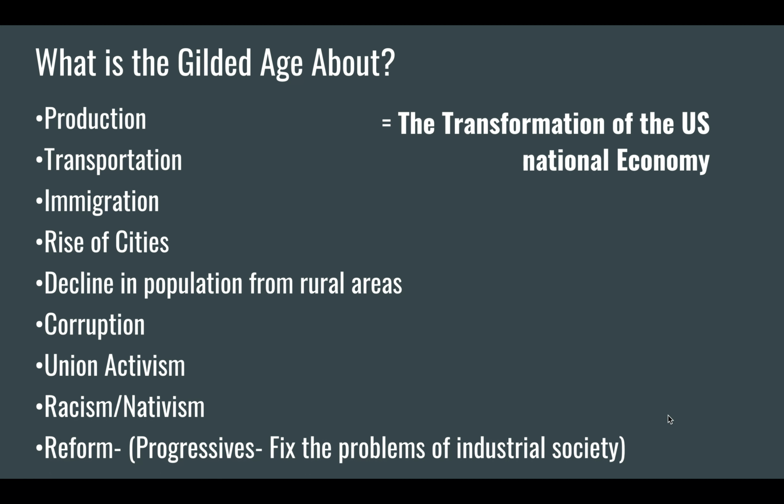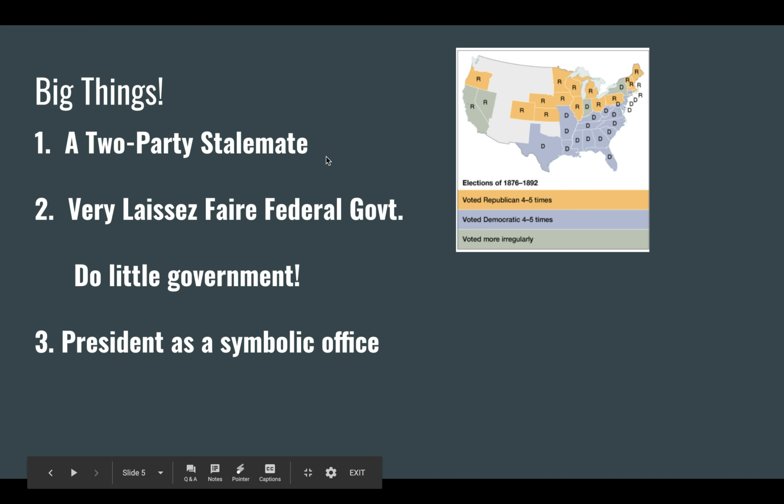Big things you need to know contributing to this is we have a two-party stalemate. Republicans and Democrats at this time are tied, so we don't see a lot of changes between political parties. Most of them are Republicans, but a couple of Democrats too, and you can see that it's pretty much tied right across the middle. We'll see the government being very laissez-faire, and you remember that from world history too. So we call that the do-little government. The government stays out of the economy, which causes a lot of growth, but also causes a lot of negative things to happen.